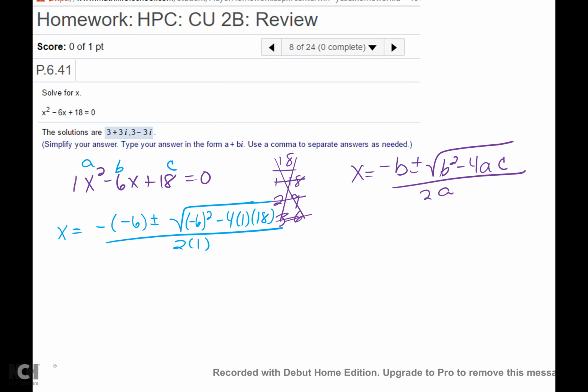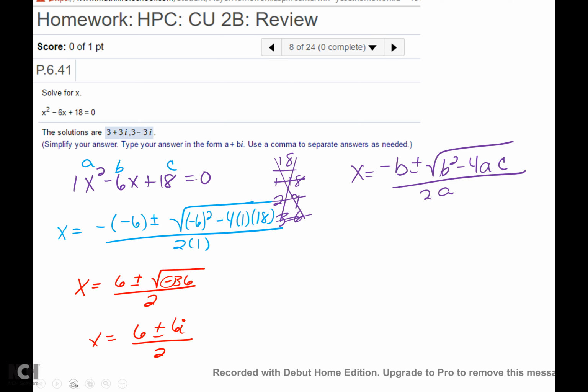Okay, then I like to simplify underneath the radical first. So negative 6 squared minus 4 times 1 times 18 is negative 36. So I have x equals positive 6 plus or minus the square root of negative 36 all over 2. Now, that negative is going to come out as an i, so I have 6 plus or minus, the negative comes out as i, and the square root of 36 is 6 all over 2.